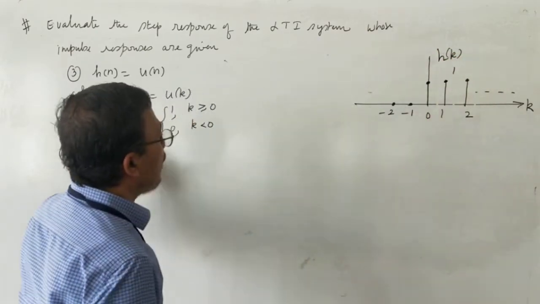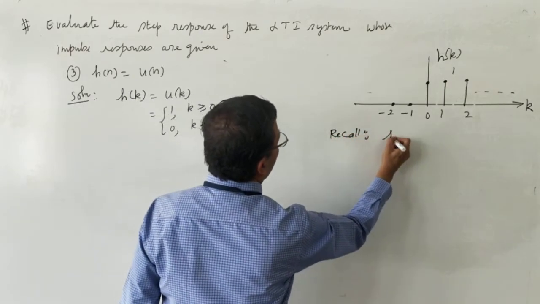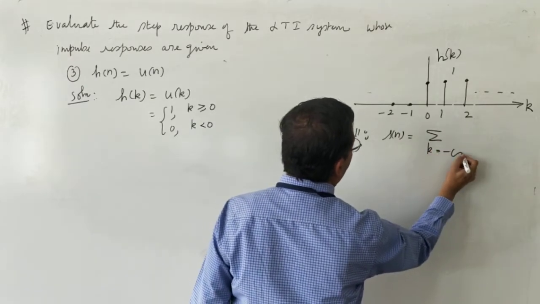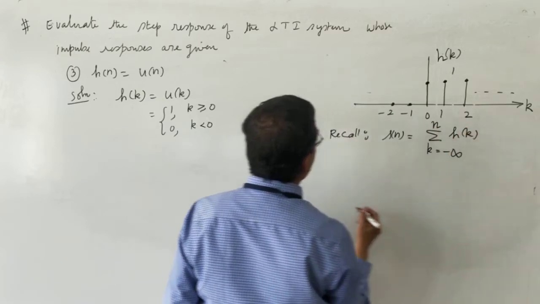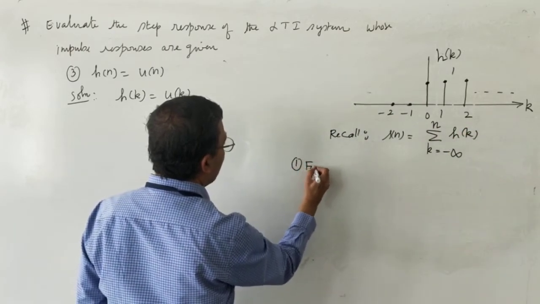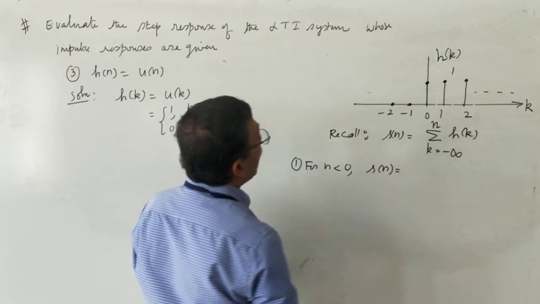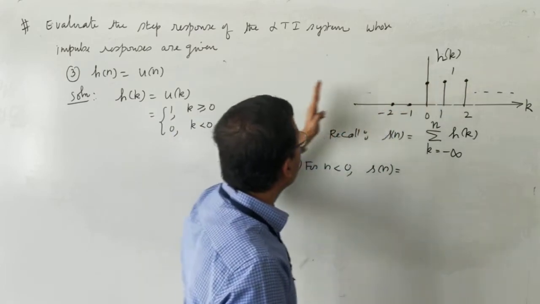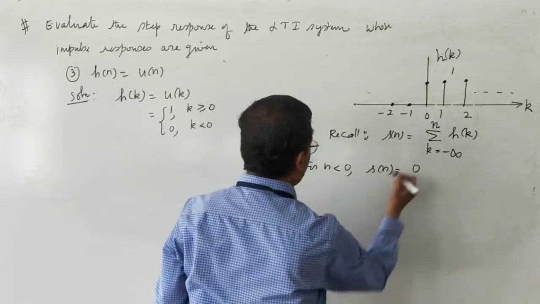I sketch h of k. What is the formula? Recall, step response s of n equals summation k equals minus infinity to n of h of k. First, I will take the case for n less than 0. For n less than 0, what will be s of n? Add all samples in this figure from minus infinity to any negative value of n, the result is 0.